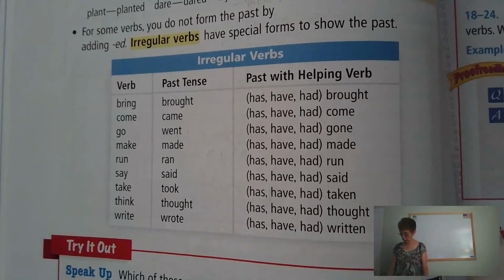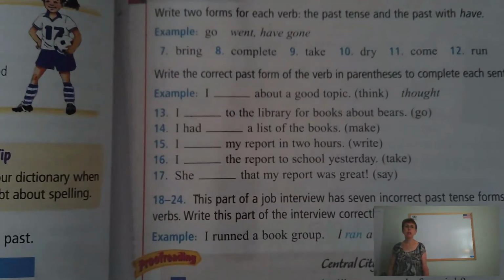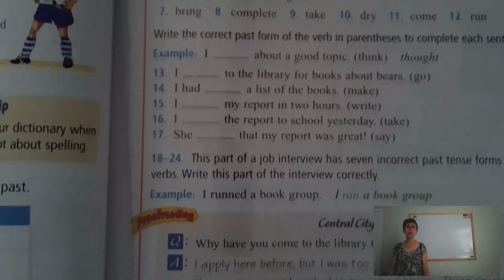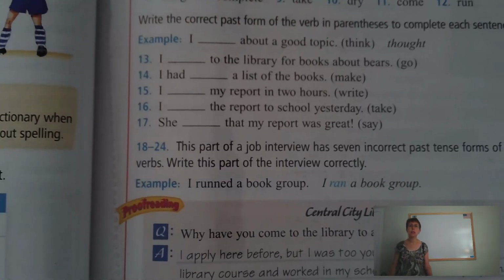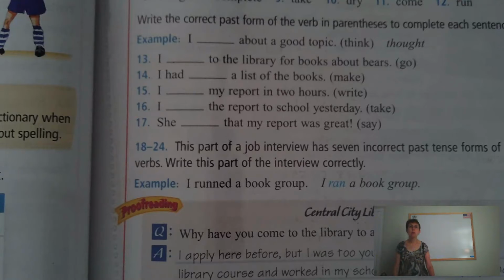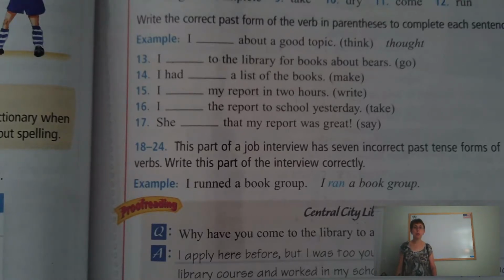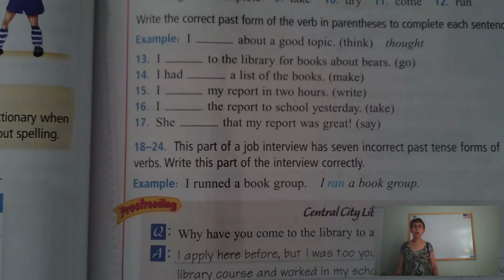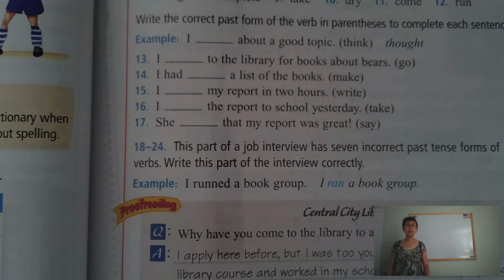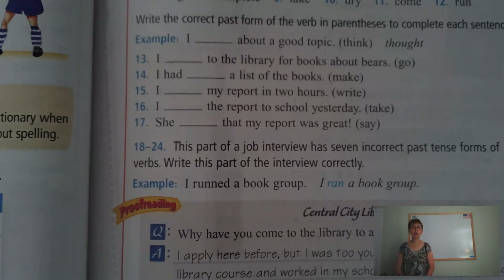Okay, let's take a look over at page 119, just to take a look at a few examples over here. The sentences, writing the correct past form of the verb in parentheses. So the first one, I blank about a good topic. Okay, the verb in parentheses is think, and you have to use the correct form of it. Okay, there is no helping verb, so the past is thought. I thought about a good topic.